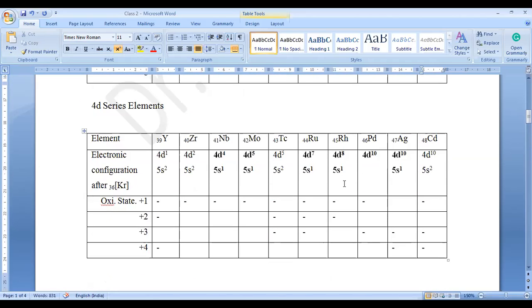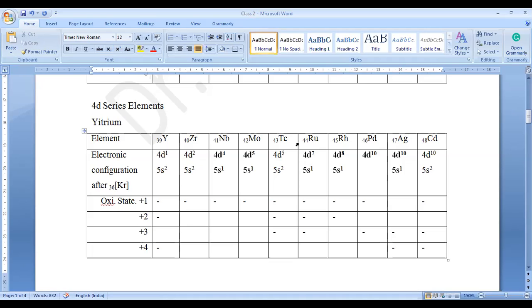When you go to 4d series, that is yttrium, zirconium, niobium, molybdenum, technetium, ruthenium, rhodium, palladium, silver and cadmium, you can have your own method to remember the order of the elements: Y, Zr, Nb, Mo, Tc, Ru, Rh, Pd, Ag, as well as Cd.